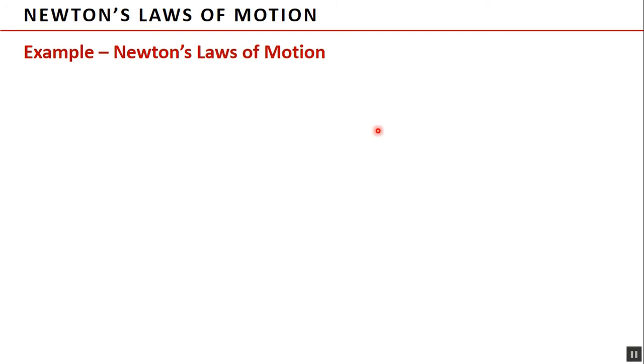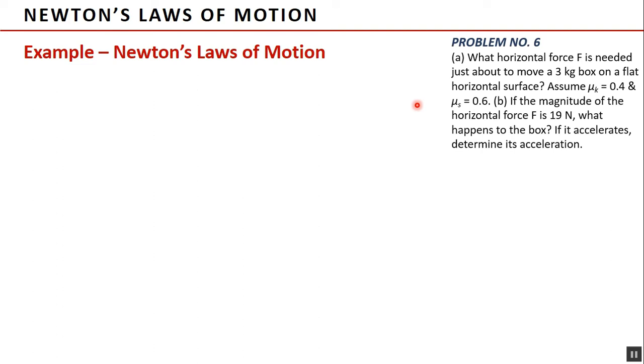In problem number 5, we analyze the motion of a box on a frictionless horizontal surface. Now in this problem, we will consider a surface with friction, both static and kinetic. Problem number 6. Letter A. What horizontal force F is needed just about to move a 3 kg box on a flat horizontal surface? Assume coefficients of kinetic and static friction of 0.4 and 0.6, respectively.